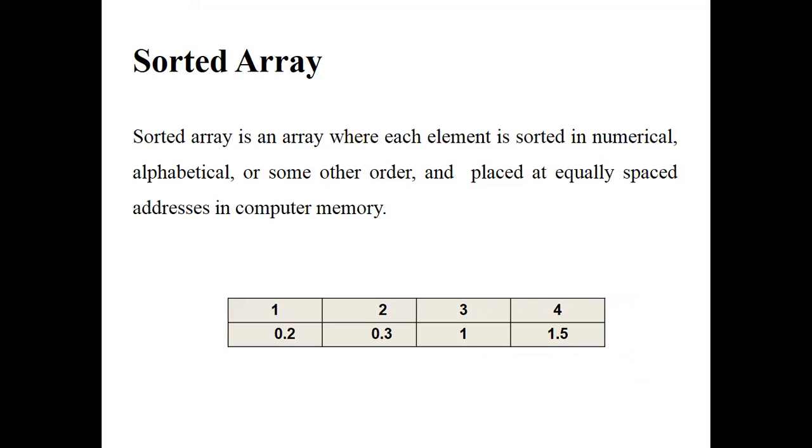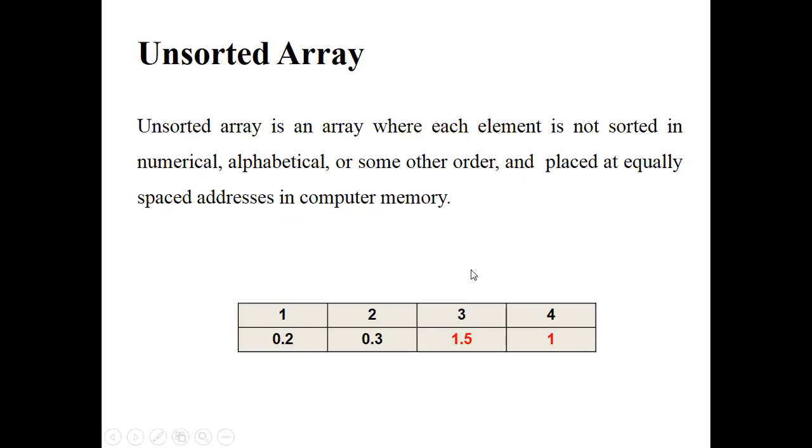Okay, sorry. So we were discussing sorted arrays. Here we have an example: 0.2 was the least one in the first slot, then 0.3, 1, and 1.5. Then we have unsorted arrays. In sorted arrays, as we discussed, we have everything in sequence and alphabetically. However, an unsorted array is not like that. It is the opposite of a sorted array. Like here, we have 1, 2, 3, 4, and 1.5 came before 1. However, if it were a sorted array, then 1 would come here and 1.5 would be in that direction.